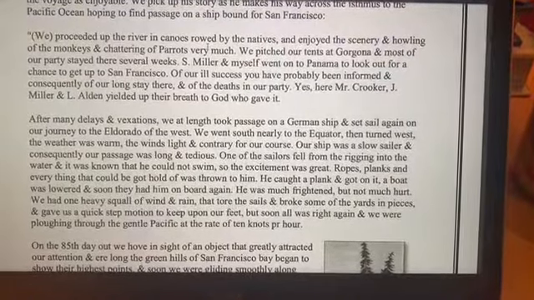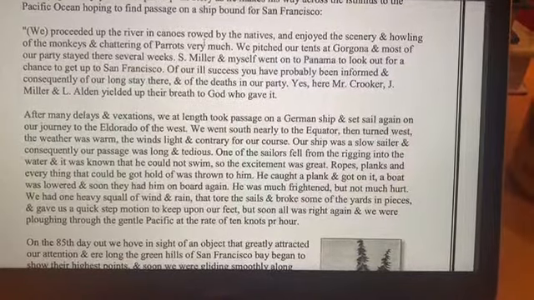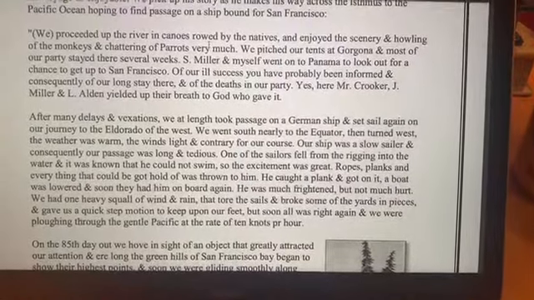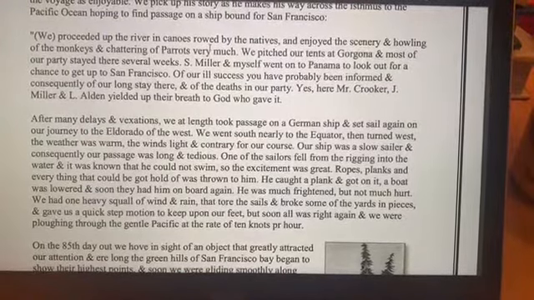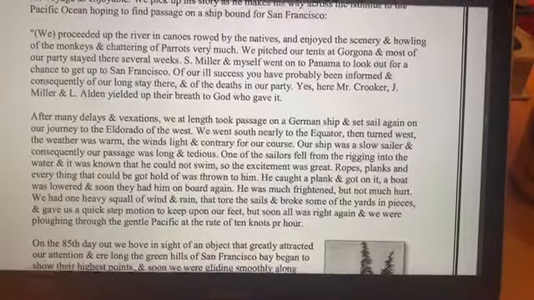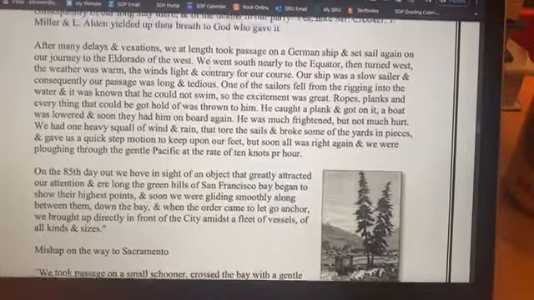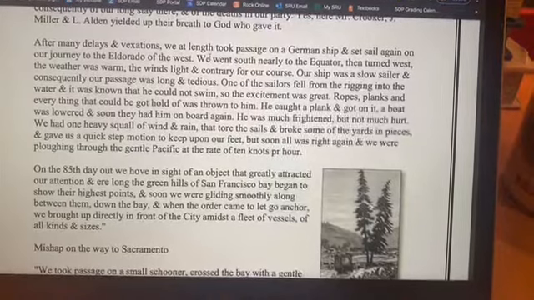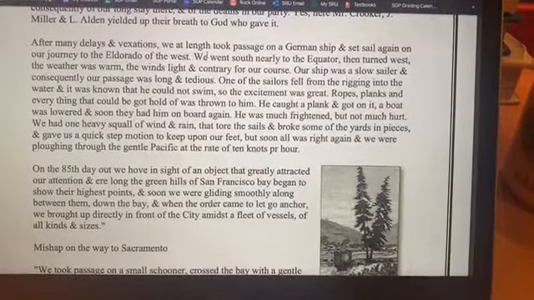Of our ill success, you have probably been informed, and consequently of our long stay there, and of the deaths in our party. Yes, here Mr. Crooker, J. Miller, and L. Alden yielded up their breath to God who gave it. After many delays and vexations, we at length took passage on a German ship and set sail again on our journey to the El Dorado of the West.